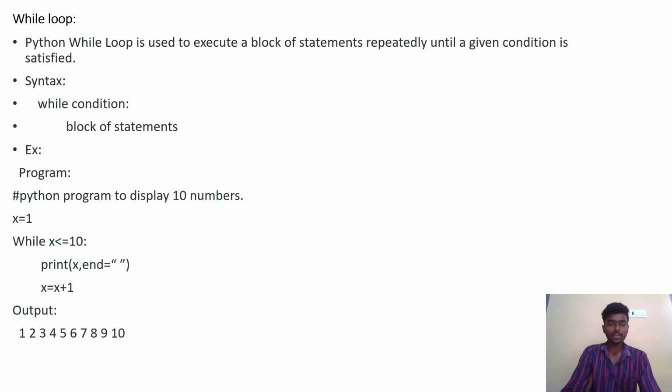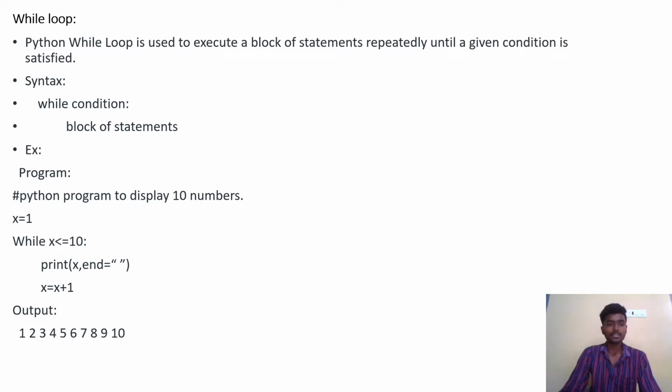And the second one is the while loop. The while loop is used to execute a block of statements repeatedly until the given condition is satisfied. The syntax for while loop is: while condition, followed by a block of statements. Let us consider one example. Write a Python program to display 10 numbers using while loop.